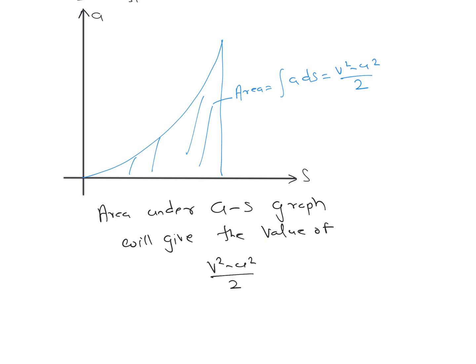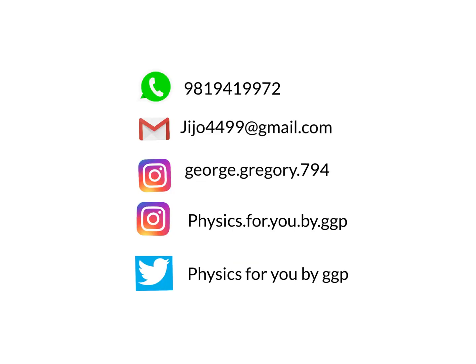If there is a question related to area under the curve, either they will give a velocity time graph, or an acceleration time graph, or an acceleration displacement graph. So area under velocity time graph will give the value of displacement, area under acceleration time graph will give the value of change in velocity, and area under acceleration displacement graph will give the value of v square minus u square divided by 2. Hope that you understood whatever we discussed in this class.